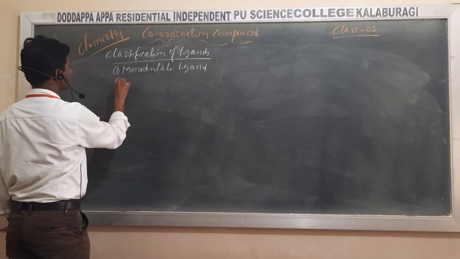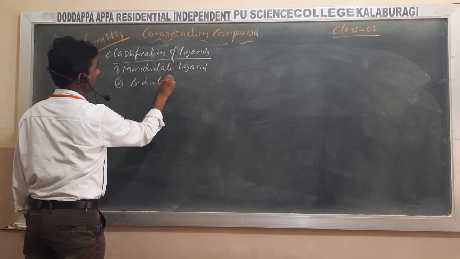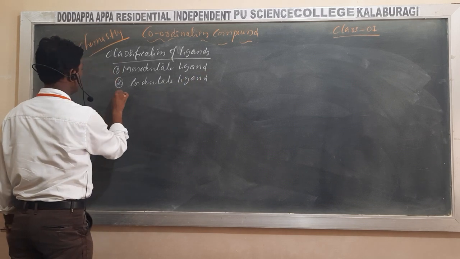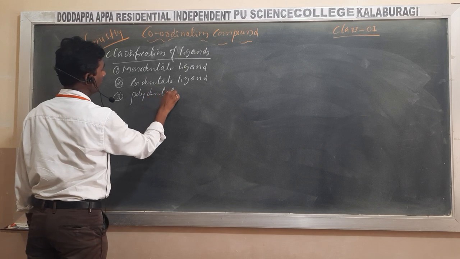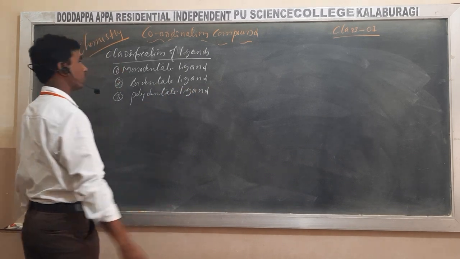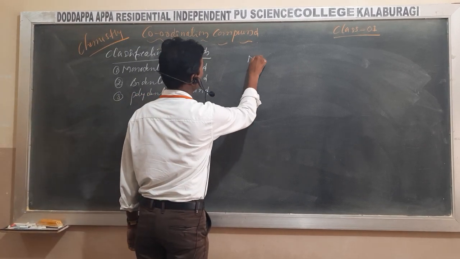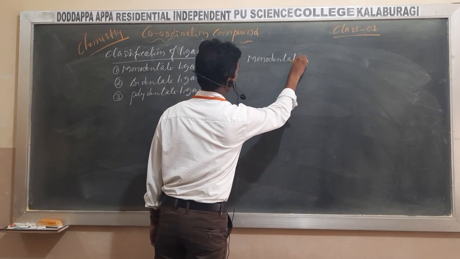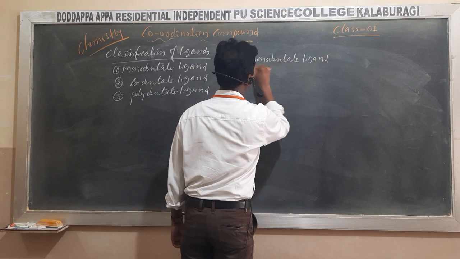The second is bidentate ligand. And the third one is polydentate ligand. So these are the three types of ligands. The first I can discuss is monodentate ligand. So here, what is a monodentate ligand?